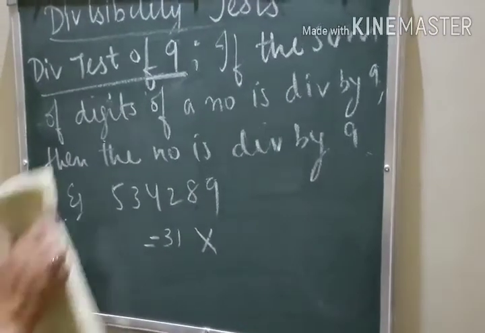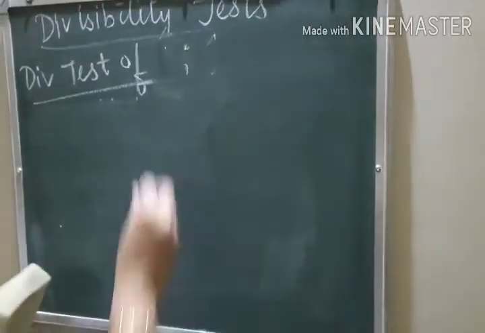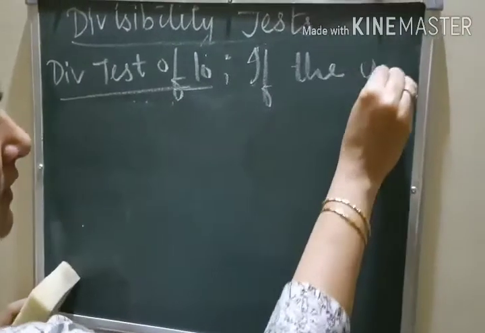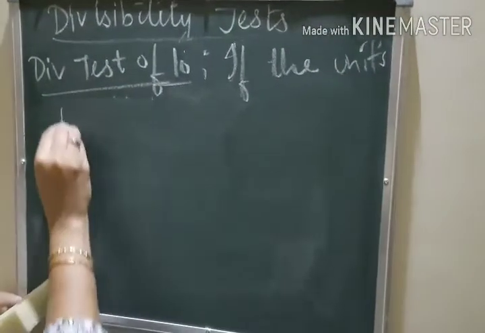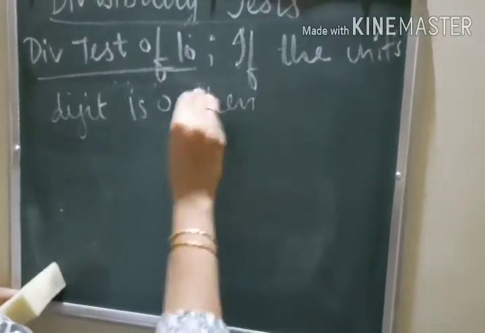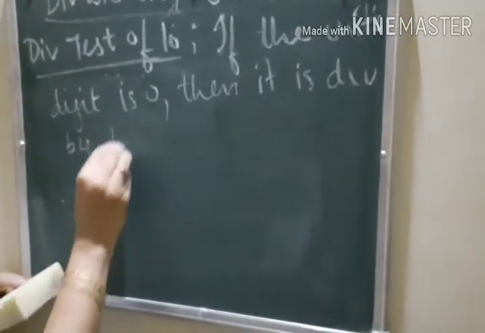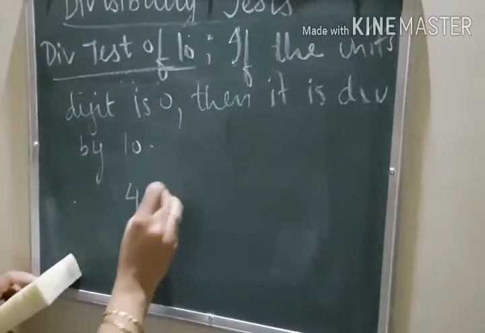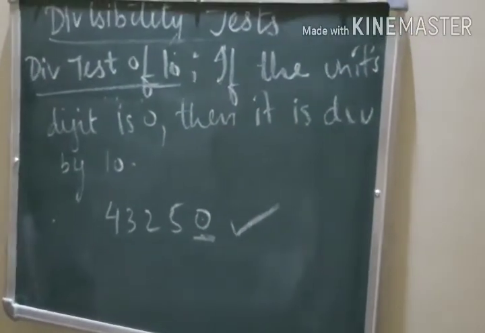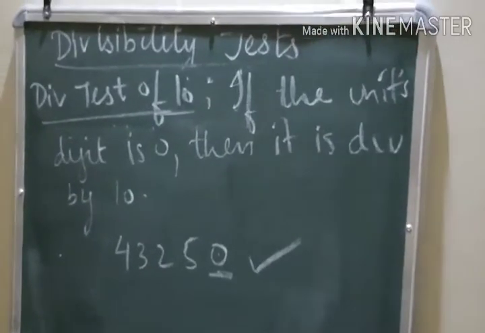Right? Next is the divisibility test of 10. Now for 10, your units digit should be 0. If the units digit is 0, then it is divisible by 10. So you just have to see whether the number has 0 at the end or not. If it has 0, yes, it will be divisible. Right? The next is the divisibility test of 11.